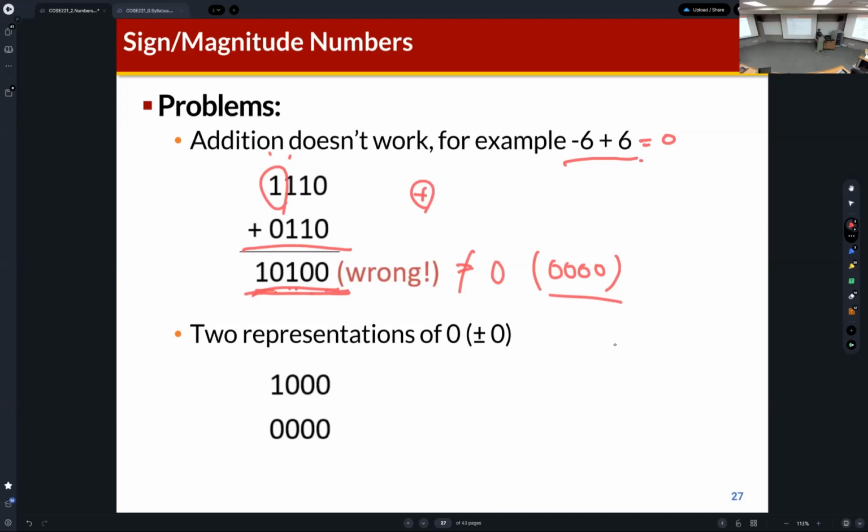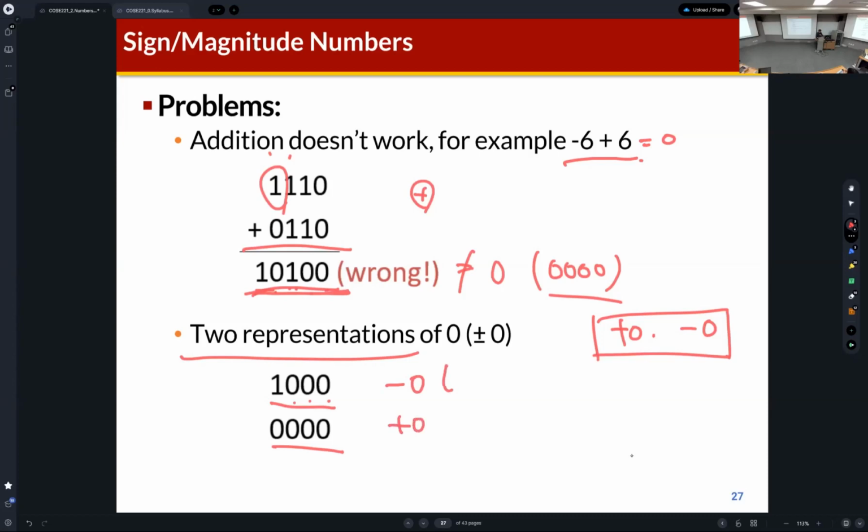Okay. Another problem is there are two representations of 0, like +0 and -0. And you may think that, oh, in the real number system, like the decimal number system, we have two representations of 0, right? The +0 and -0. Okay. So in the sign and magnitude number system, actually 0 can be represented as 1 0 0 0 because this is the -0 and this is the +0.